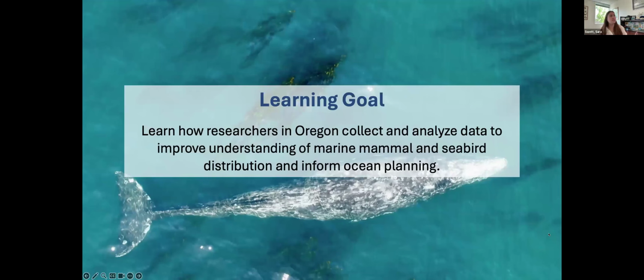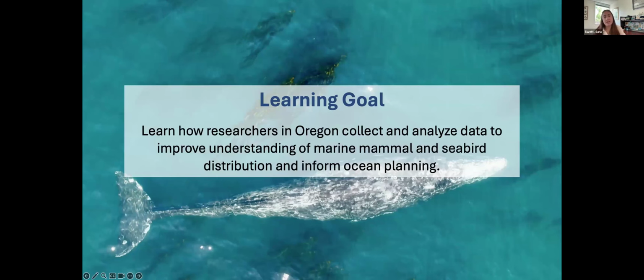So today our learning goal is to understand a bit more about how researchers in Oregon are collecting and analyzing data to improve understanding of marine mammal and seabird distribution and inform ocean planning for things such as offshore wind. So one of the main projects that we'll be covering today is the MOSAIC project. That was in the title and the invite for this webinar, but Leigh and Dawn will also talk about some of the other projects that they work on too.